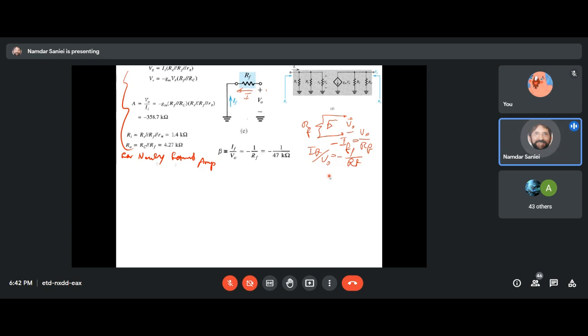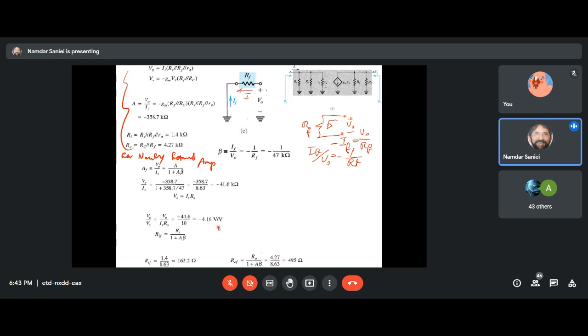So we found beta, we found the A, we can find the gain, which is VO over IS. But if we were looking for VO versus VS, all we had to do was to multiply the IS in the denominator by RF, right? So whatever we found for VO over IS, which is this much, we need to divide it by RF, which is 10K. Okay, and that gives us this much for the voltage gain.